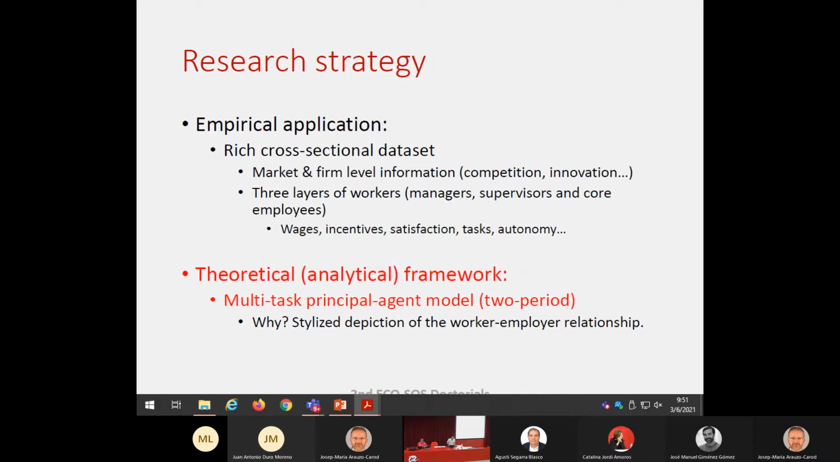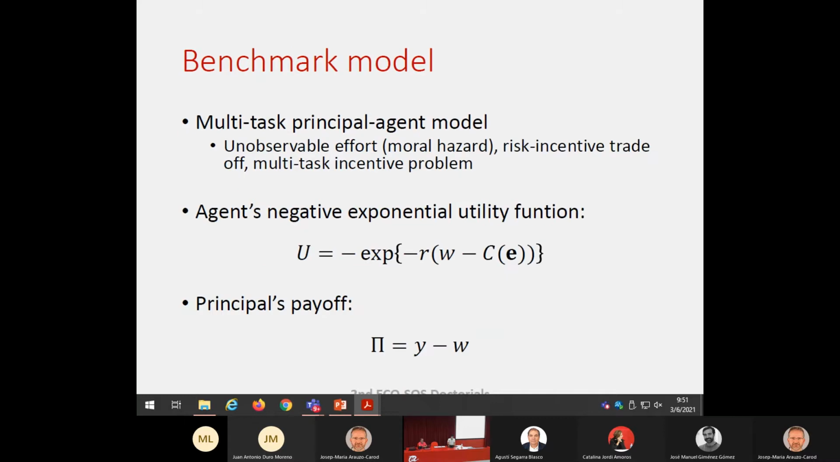Then for this article, the research strategy is twofold with an empirical analysis. And today's presentation, I will focus on the theoretical analytical framework, which is a multitask principal agent model. Why this model? Because it is a stylized depiction of the worker-employer relationship. Okay. Then we depart from a benchmark model that is a multitask principal agent model with the usual moral hazard problem with unobservable effort, the risk incentive trade-off, and also, since it's a multitask model, the multitask incentive problem.